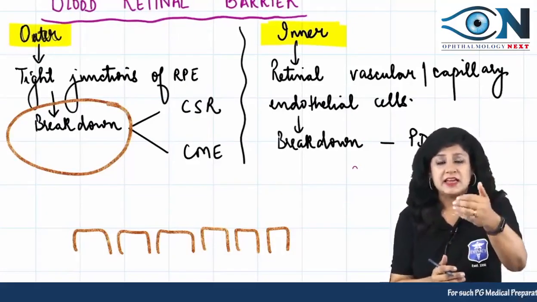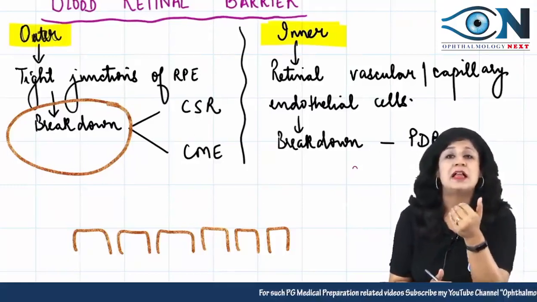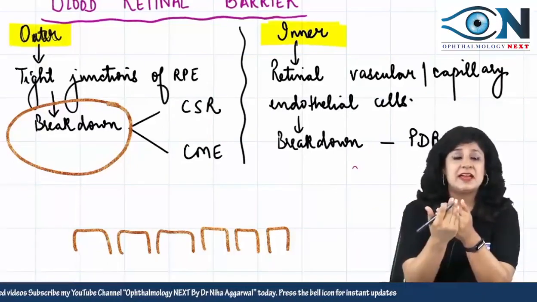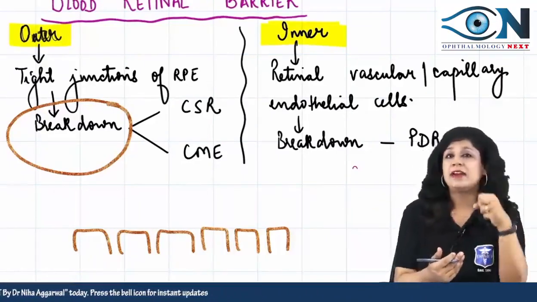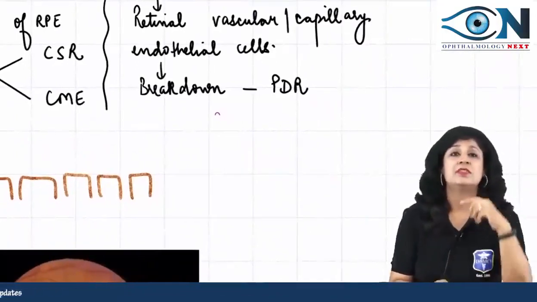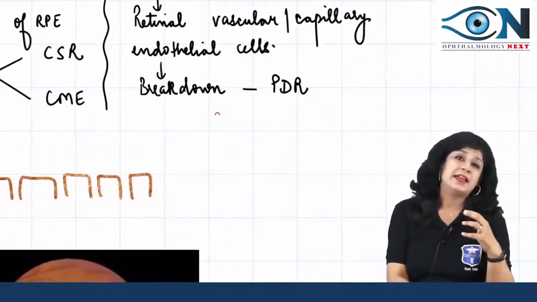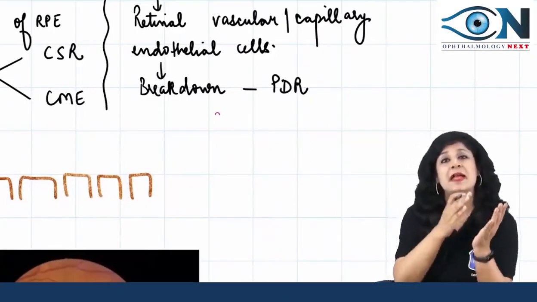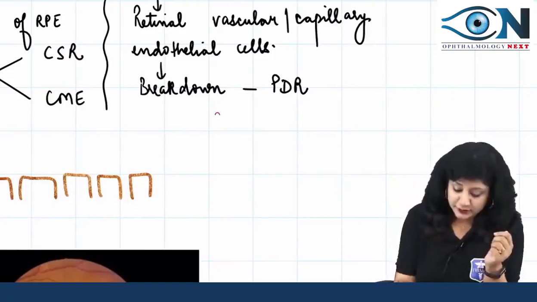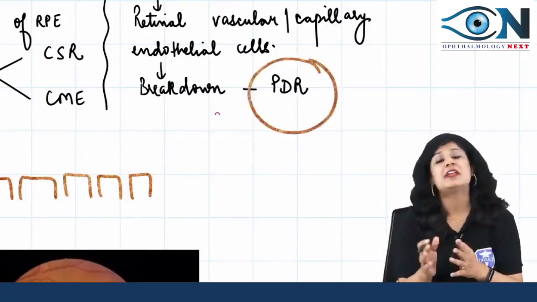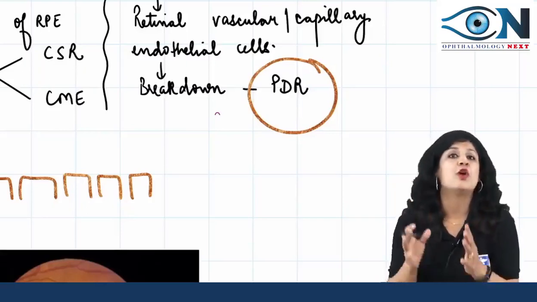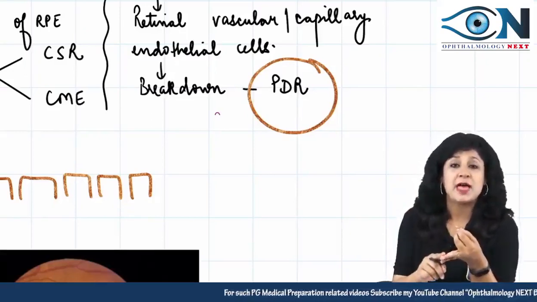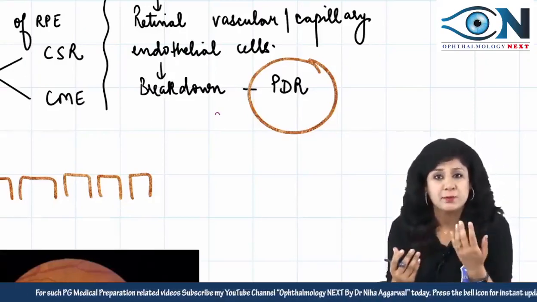Similarly, the inner side is formed by the vascular endothelium. So this vascular endothelium which is present on the inner side is actually making your inner blood retinal barrier, and if this is breaking down, then this will be occurring in cases of the angiopathies, in cases of diabetes, where we have a microangiopathy. So in cases of especially PDR, which is proliferative diabetic retinopathy, you will have a breakdown of the inner blood retinal barrier. So what is the outer blood retinal barrier, what is the inner blood retinal barrier, and where they break down, again are important things.